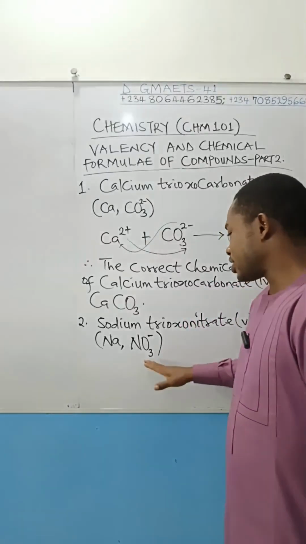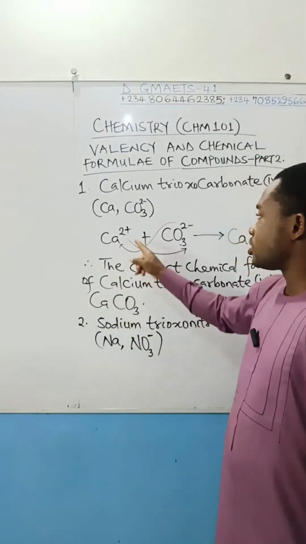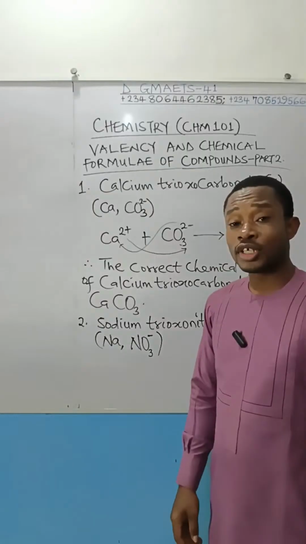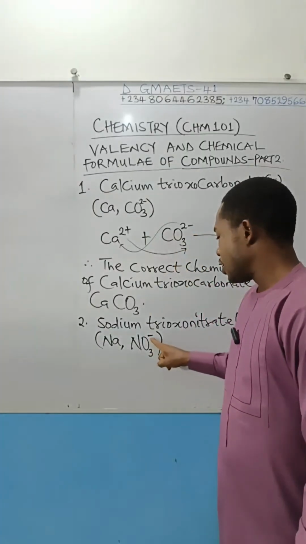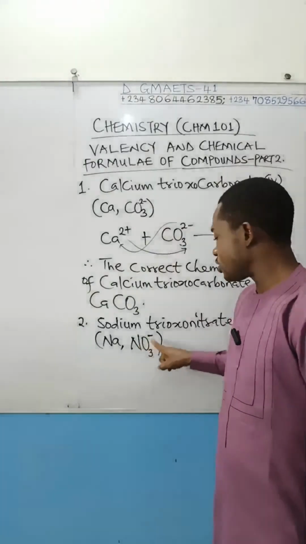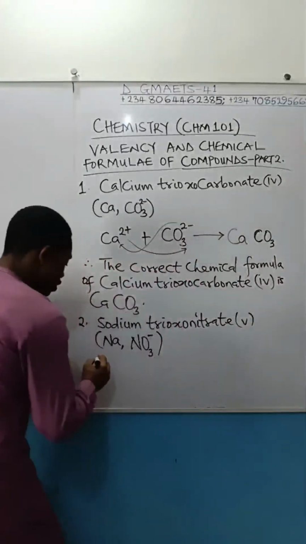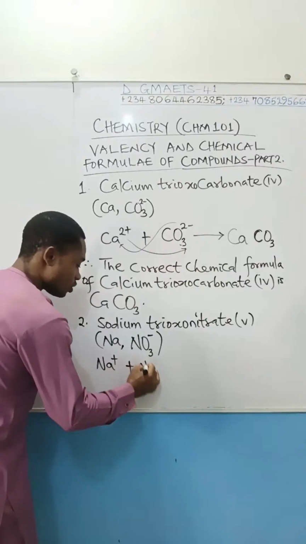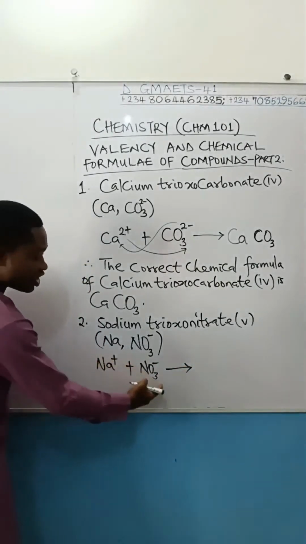What now is the correct chemical formula of sodium trioxonitrate 5? We're going to use the valency knowledge. Are you getting me? So first, what is the valency of sodium? It is +1, positive 1. And you can see the valency of NO3 here. Valency of trioxonitrate is simply -1. So they are going to combine. You write a positive ion with its valency, then plus you write a radical with its valency. They are going to interchange their valencies.